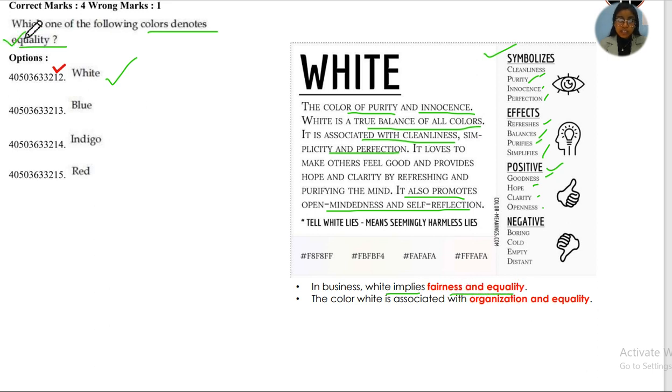So it symbolizes fairness and equality. The color white is associated with organization and equality. Also you can say in other terms.